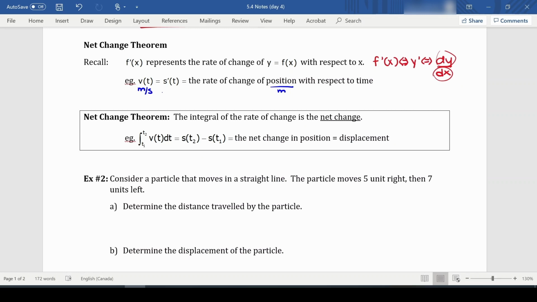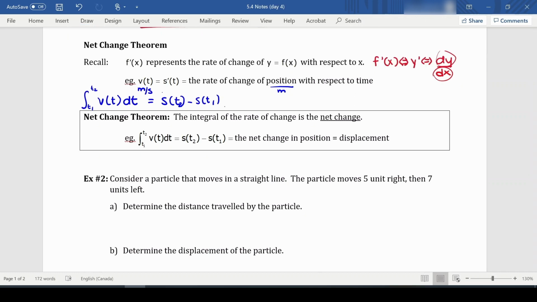So if we wanted to integrate velocity, since velocity is with respect to time, we would use v of t dt. When we do the antiderivative of this, it should be your position function, which, if it's an indefinite integral, you would have a plus c here. If you have a time 1 and a time 2, then this is going to be s of t2 minus s of t1.